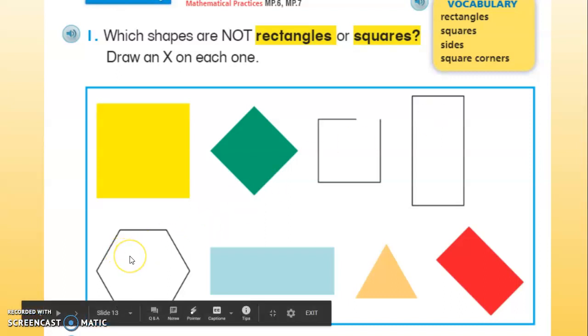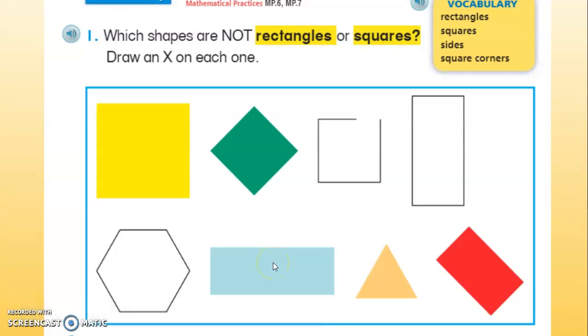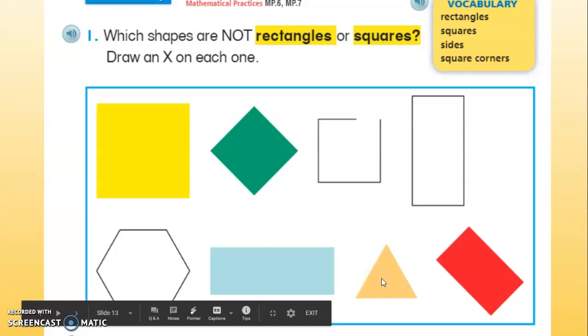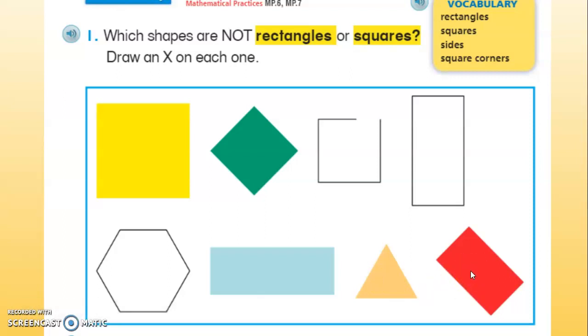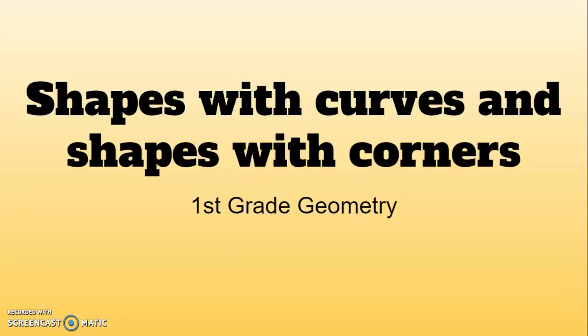Is this a rectangle? No, it has more than 4 sides. Is this a rectangle? Yes. Is it a square? No. Is this a rectangle? No, it only has 3 sides. Is this a rectangle? Yes, it has 4 sides and 4 square corners.